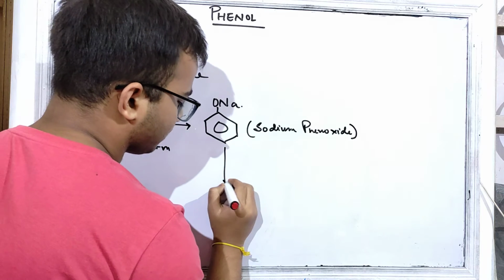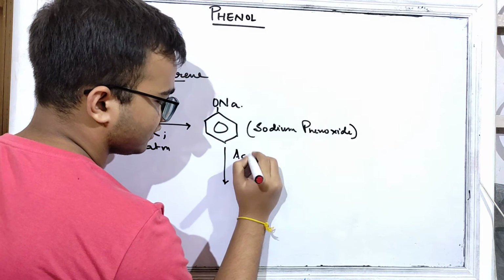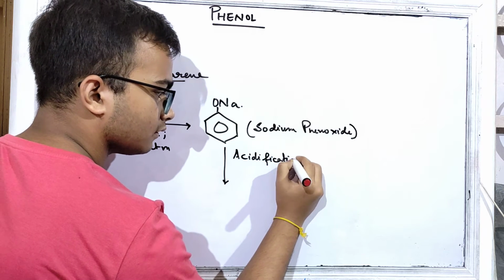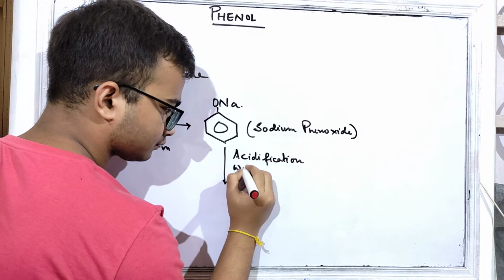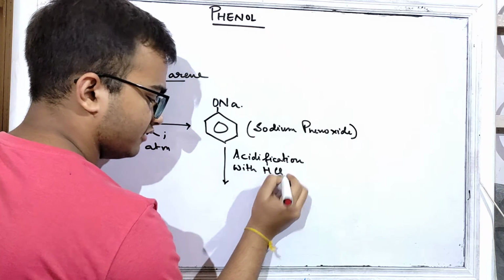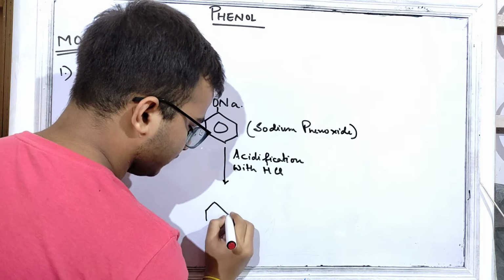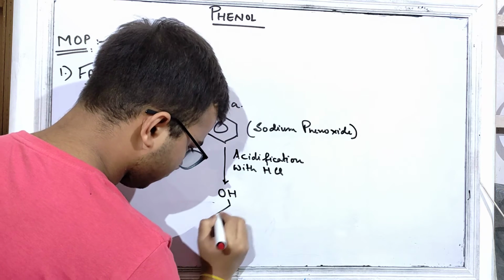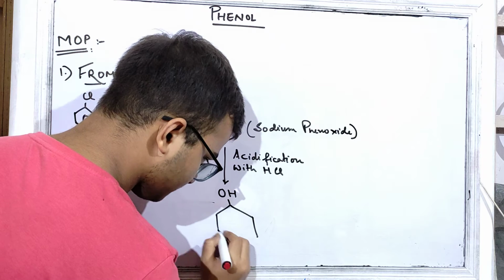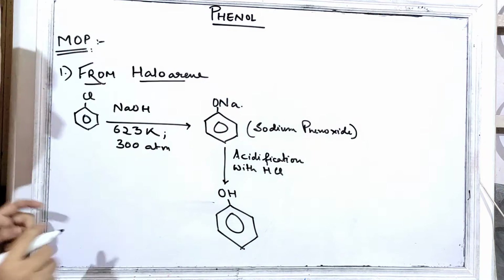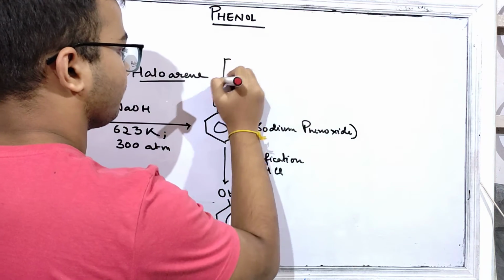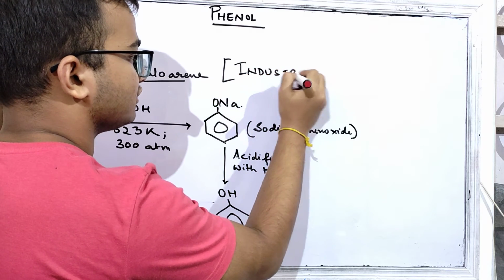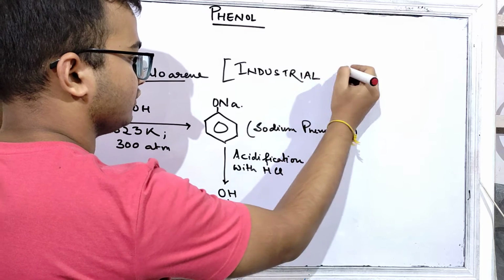Now when you perform acidification of sodium phenoxide with HCl, we get our required product, which is phenol, like this, OH here. So this is my phenol. This is the industrial process; that is, in industry this process is used.